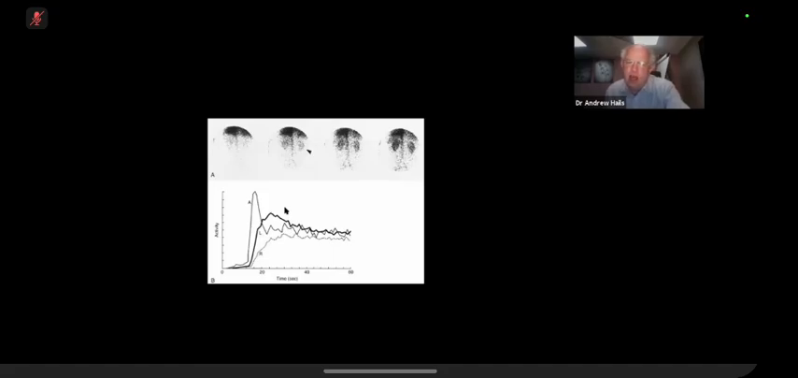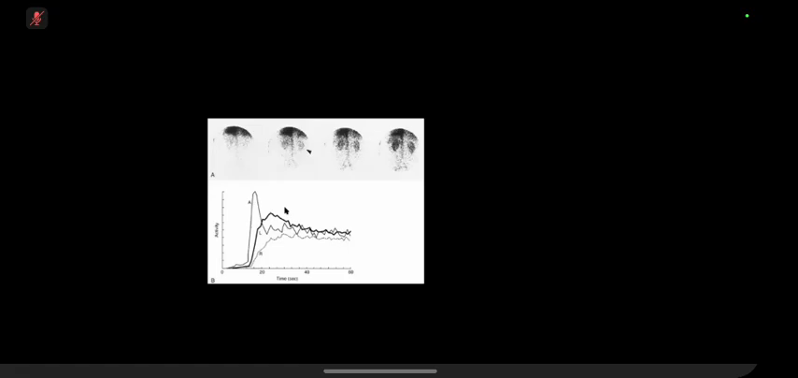Okay. So which part of the examination is this? Is this the whole examination or? I think it's the beginning. I can't see an excretory phase.